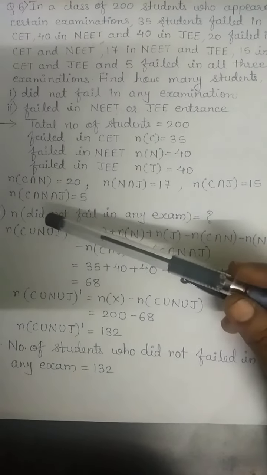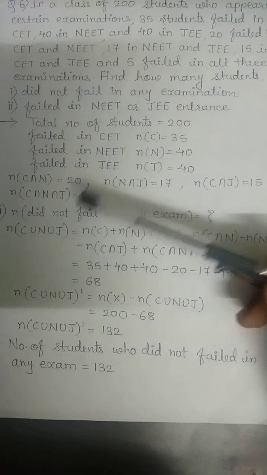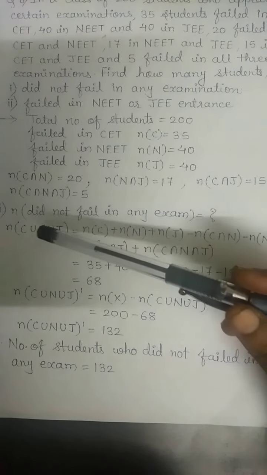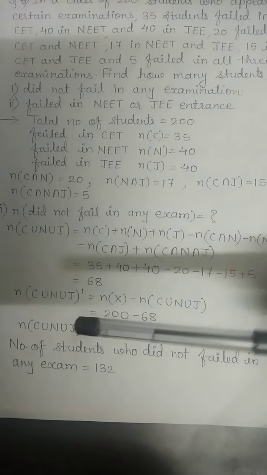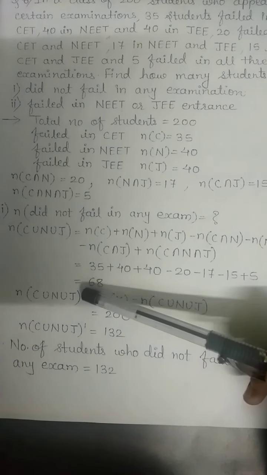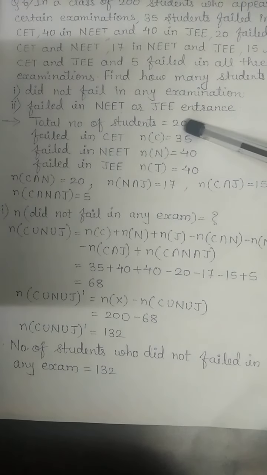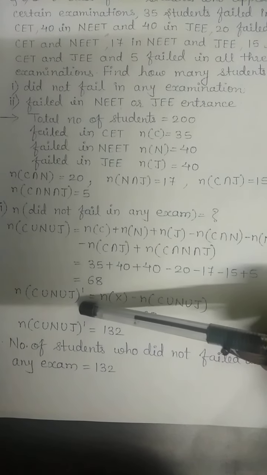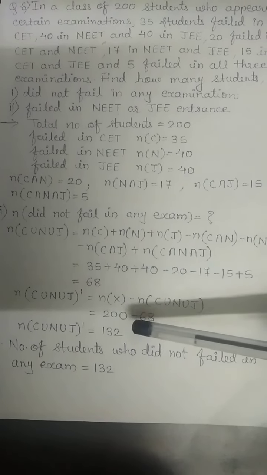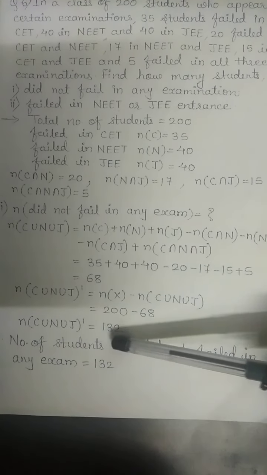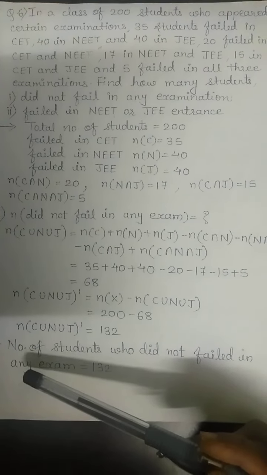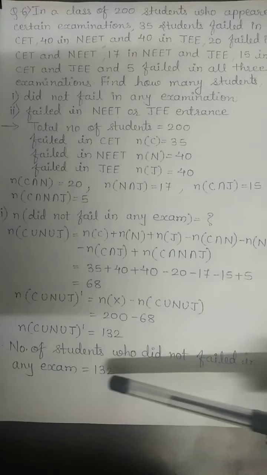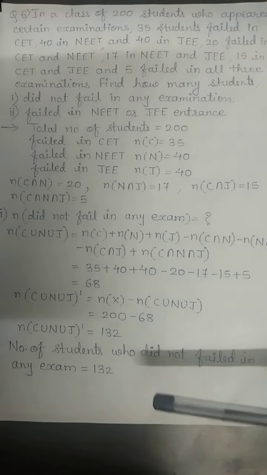But we require the number of students who did not fail in any subject. That means we require the complement of this, and we know how to find the complement. From the total number we are going to remove this so that we will get the answer for the complement. So 200 minus 68, that is 132. So we can say that the number of students who did not fail in any exam is equal to 132.